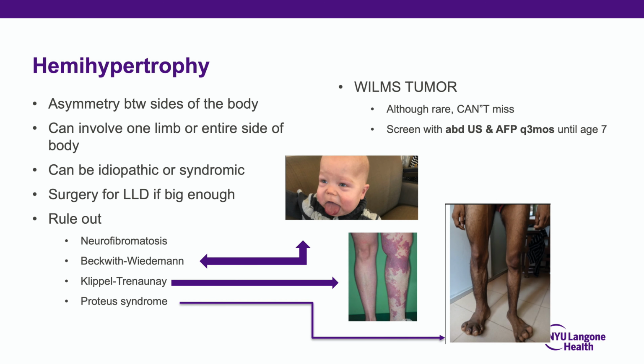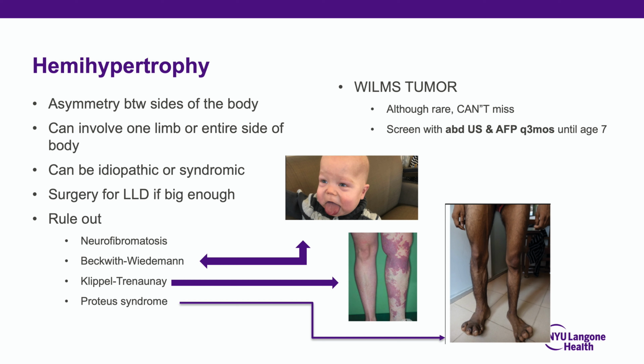Moving on to hemihypertrophy, this refers to any asymmetry greater than 5% between sides of the body. It can involve one limb or the entire side of the body. It's often idiopathic, but for the purposes of examinations, you want to rule out syndromic causes. Surgery is typically only indicated for leg length discrepancy if it gets big enough. In most cases, there are no orthopedic surgical procedures to help the bulk or width of the leg.